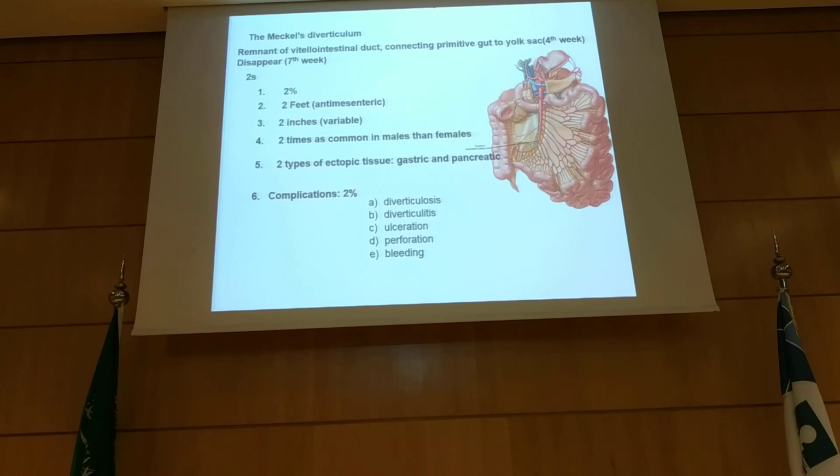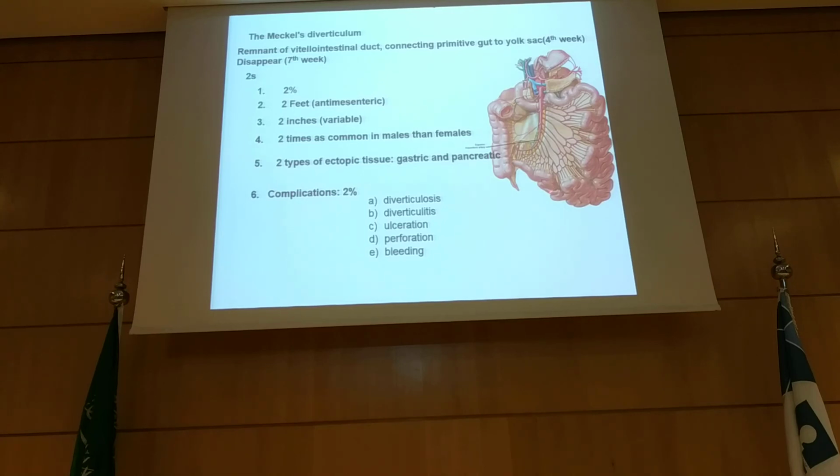Now, Meckel's diverticulum, if present, will be present in 2% of people. And it is 2 feet away from the ileocecal junction. Meaning this is the ileum, that is the cecum. It is 2 feet away from the ileocecal junction on the anti-mesenteric border, on the outer border of the intestine. Now, the appendix is on the right side. And if you have Meckel's diverticulum, it might have the same signs and symptoms of appendicitis if it gets inflamed. But it's going to be on the left side.